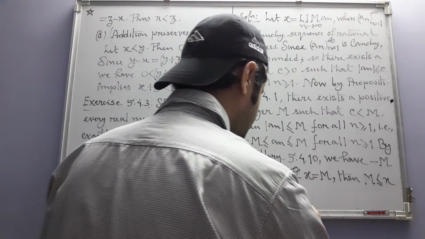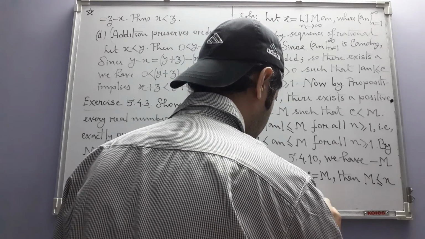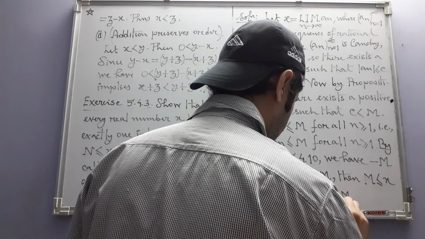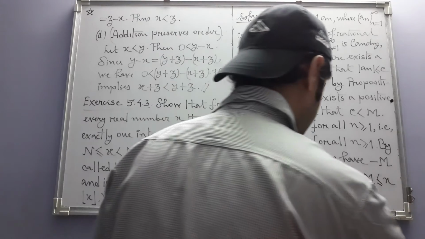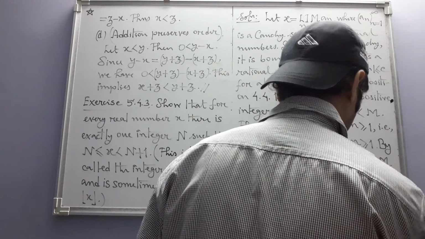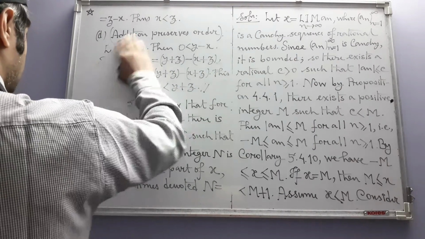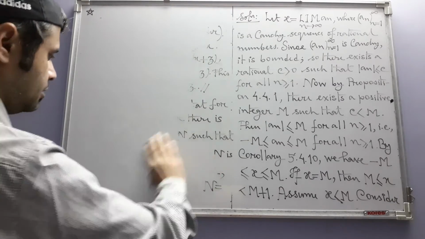Now assume x is not equal to m, that is, x is strictly less than m. We are now going to consider a set of some integers.